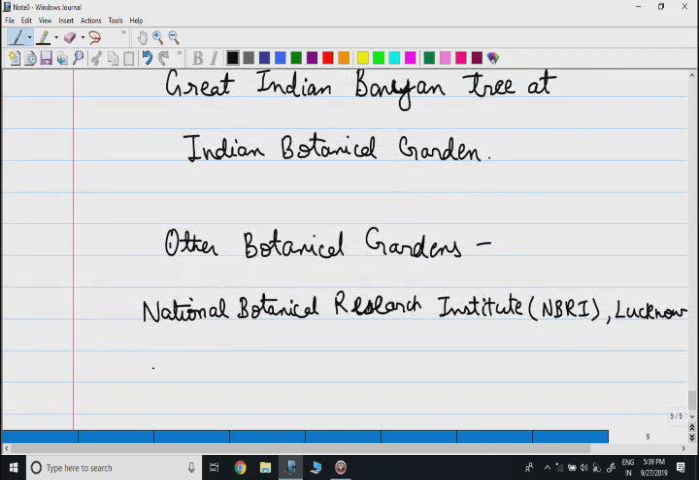Okay. Then another is Lloyd Botanical Garden, Darjeeling.